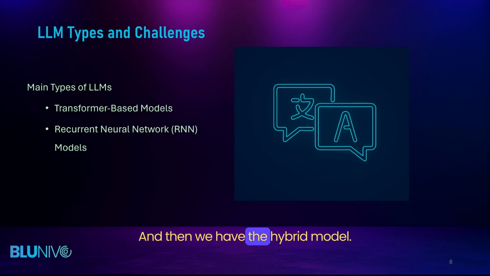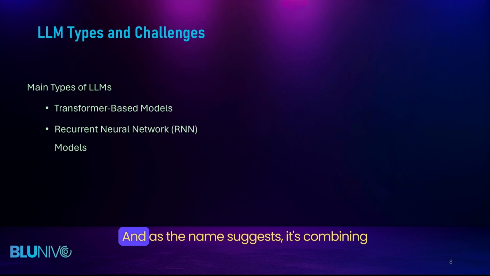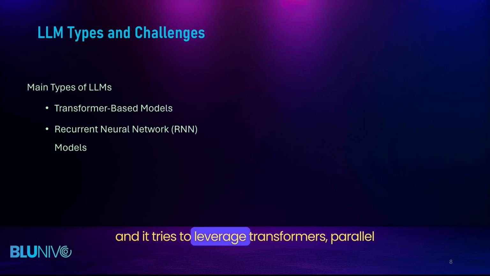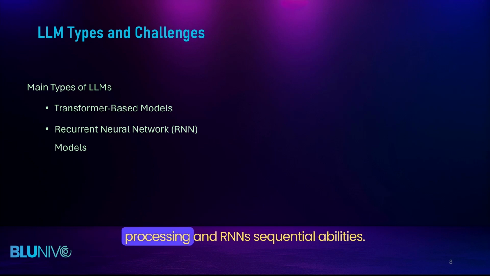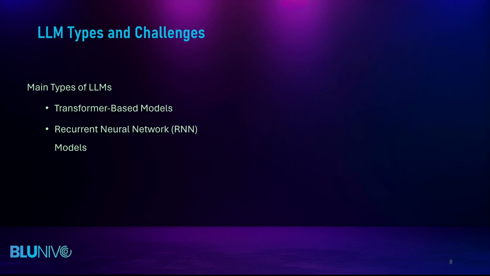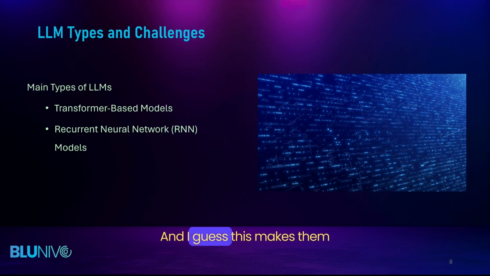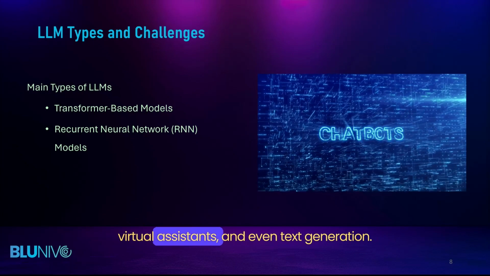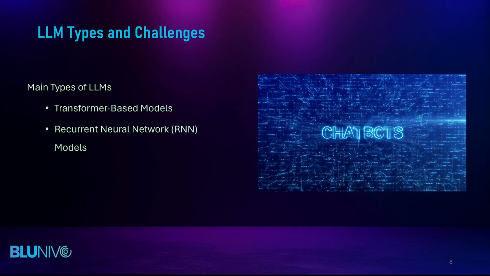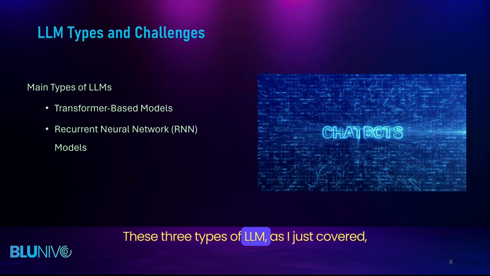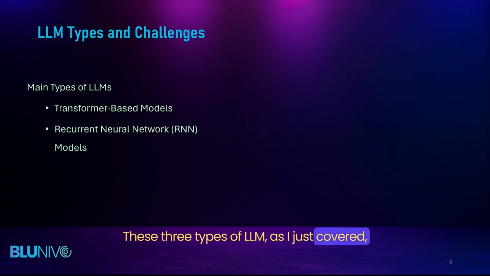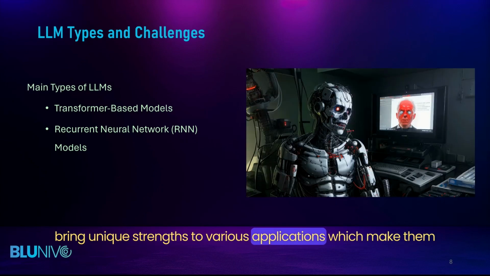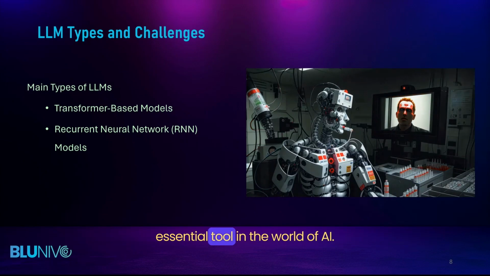And then we have the hybrid model, and as the name suggests, it combines the strengths of both transformers and RNNs, and it tries to leverage the transformers' parallel processing and the RNNs' sequential abilities. I guess this makes them very effective for applications like chatbots, virtual assistants, and even text generation. These three types of LLMs, as I just covered, bring unique strengths to various applications, which make them essential tools in the world of AI.